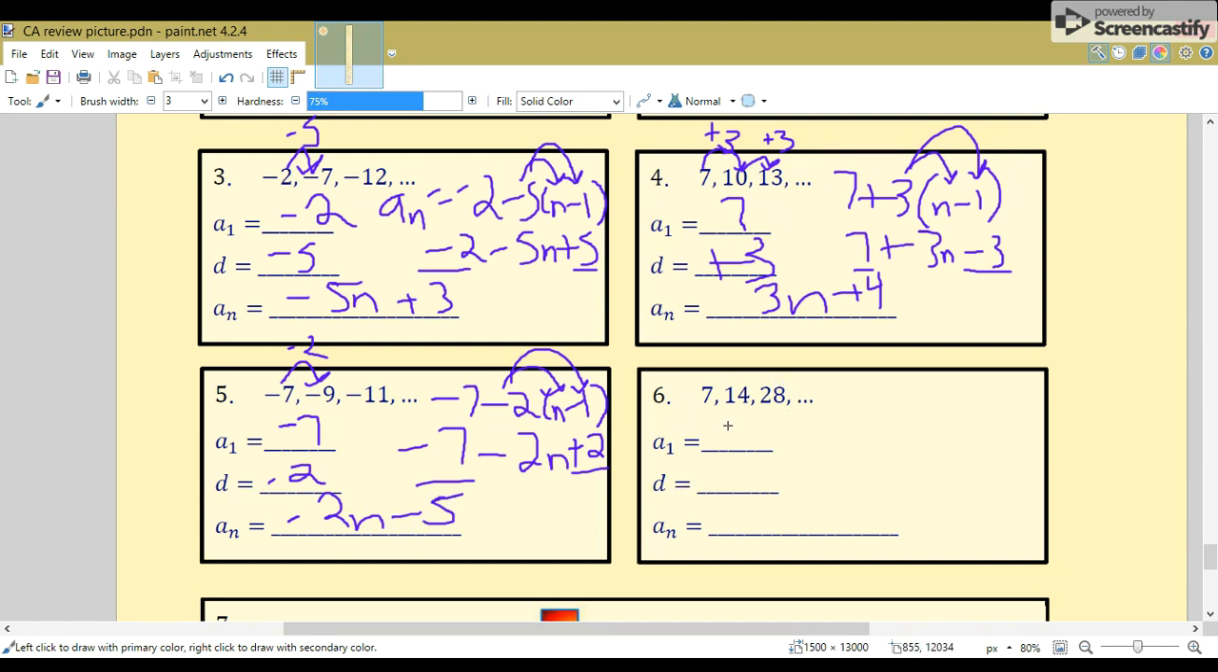Pause the video, try number 6 on your own. We have 7, 14, 28. So we add 7 here. First term is 7. Common difference, well, we add 7 here, but we add 14 right here. So this is not arithmetic.